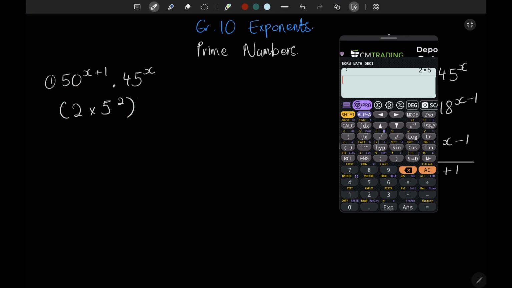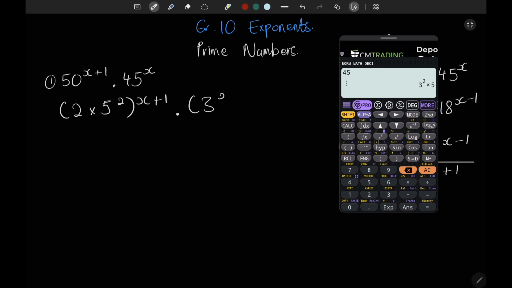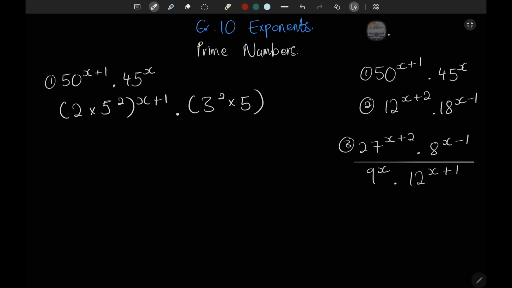So you have to write down x plus 1, times, we can write down 45 as a product of its prime factors. Let's punch 45 in a calculator. 45 is equal to shift fact. We get 3 squared times 5. We've written 45 as a product of its prime factors. So we still have to account for the exponent. We write it there outside the bracket. We have x.